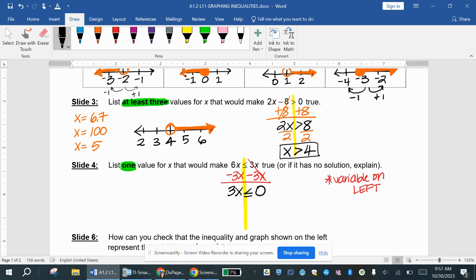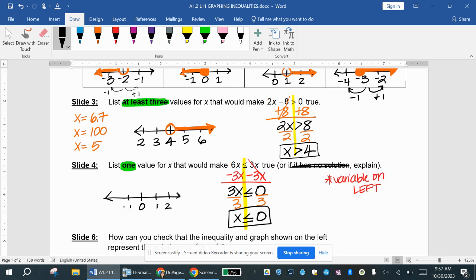Now, just because there's a 0 in your inequality doesn't mean that it's no solution, okay? No solution only happens if all the variables cancel. But if you notice, I still have 3x, so I have to keep going. Less than or equal to 0. X is less than or equal to 0. So I want any number less than or equal to 0.